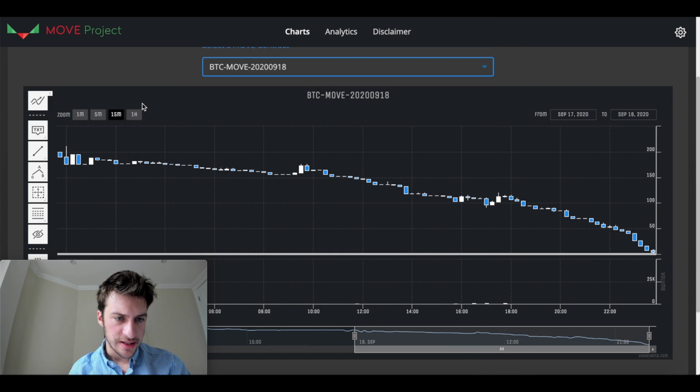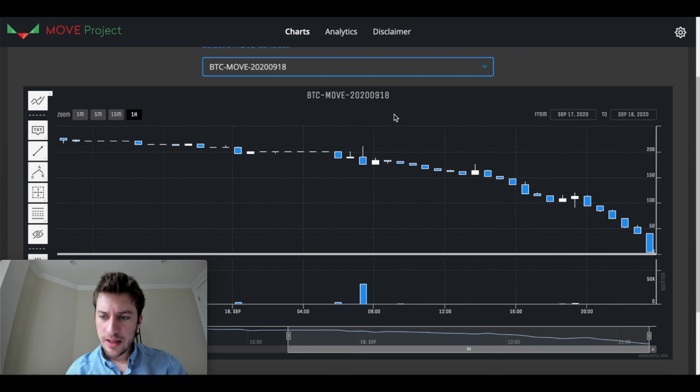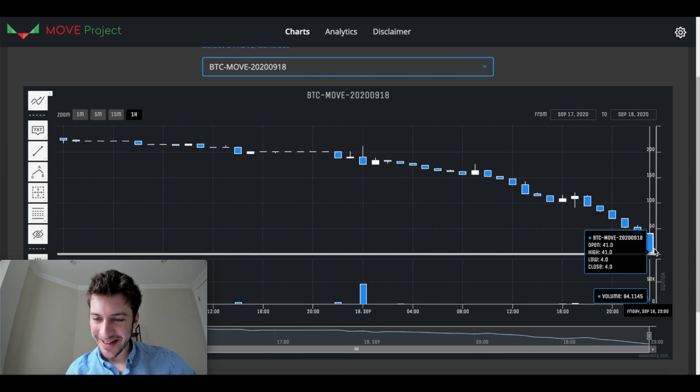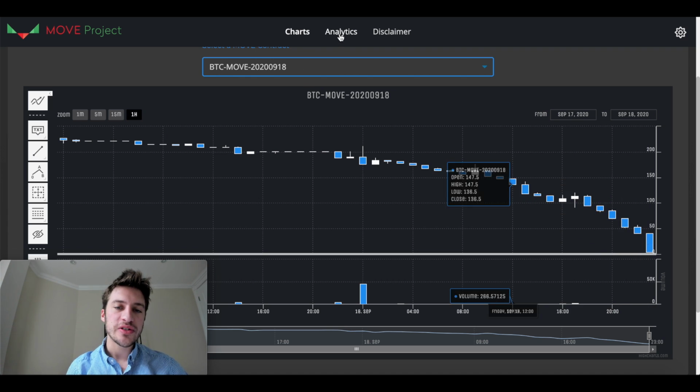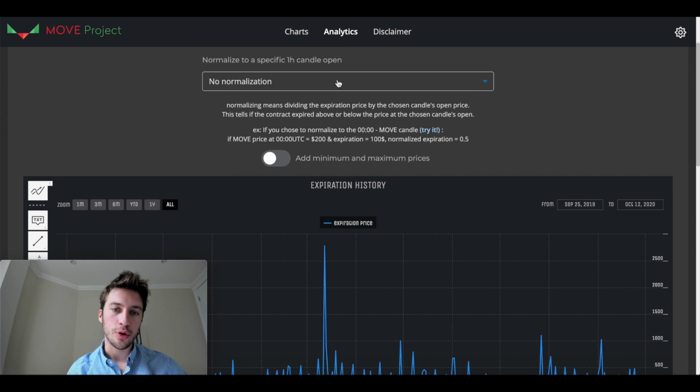Oh yeah, this expired really cheap. Oh yeah, look at that. Closes at $4. So September 18th, I think this expired at like $4 or $5. So if you had bought at 21 o'clock with that, you would have lost. Yeah, that makes sense. That was correct. So it looks like that is correct. And I love playing with normalization.